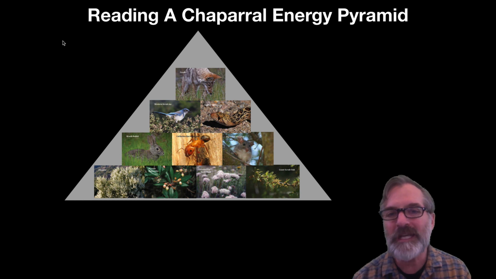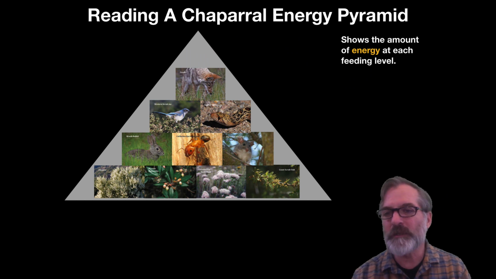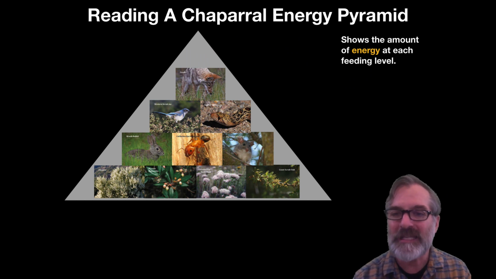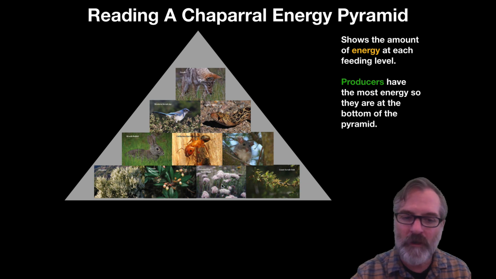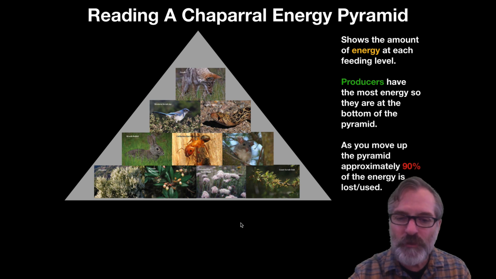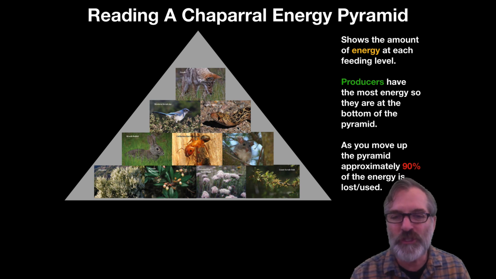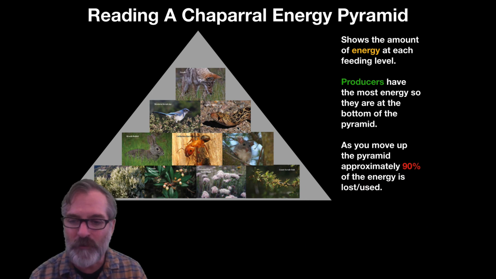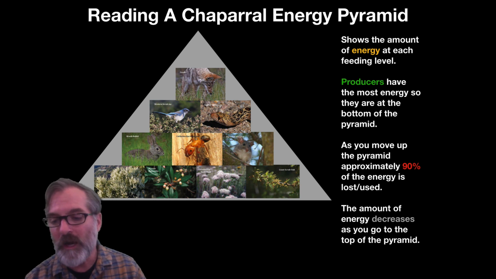Last I want to talk about is reading a chaparral energy pyramid. So the energy pyramid shows the amount of energy at each feeding level. And the producers have the most energy, so they are at the bottom of the energy pyramid. And as you move up the pyramid, approximately 90% of the energy is used and lost and can't be transferred to the next trophic or energy level. And last, the amount of energy decreases as you go up the pyramid.